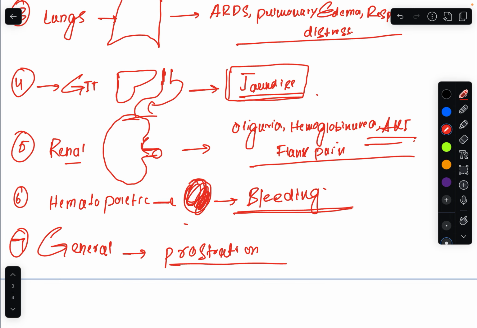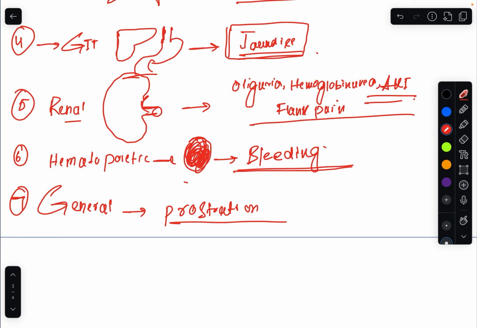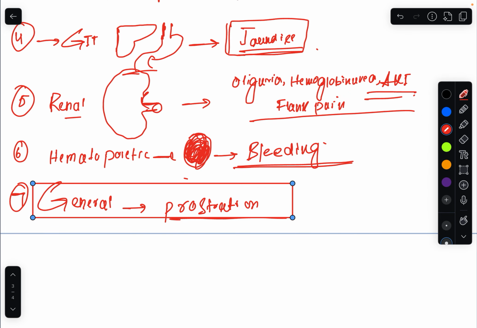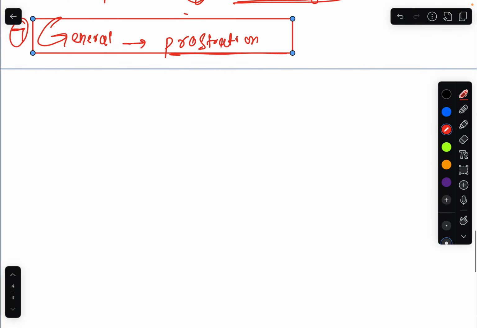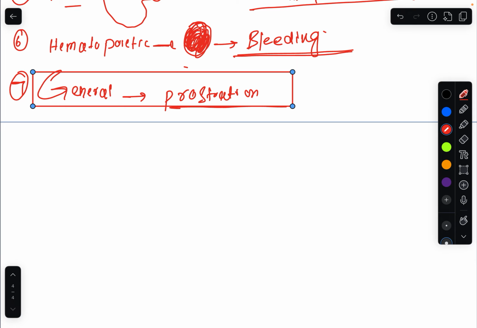When the circulatory cells are affected, we can have severe bleeding, and as a general feeling, we can have severe prostration, meaning we feel so weak that we are not even able to get up from the bed. If we see any of these features in the history of the patient, we should be alert that this is going towards severe malaria. The management of severe malaria is different from the management of uncomplicated malaria. That's why I'm focusing so much on this. So these are the 7 features based on the organ system.